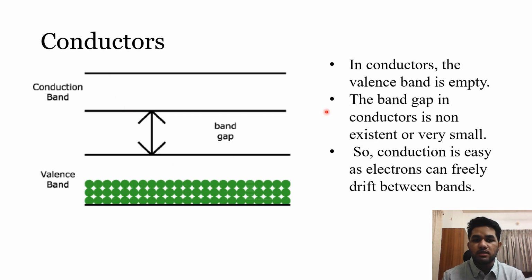So then let's take a deeper look into conductors. On the left hand side, we can see a diagram which shows the conduction band and the valence band of conductors. And we can also see the band gap. In conductors, the valence band is actually empty. The band gap in conductors is so small or non-existent that conduction is very easy, as the electrons can freely drift between the two bands. So this makes conduction very easy, and the conductivity of conductors is very high.